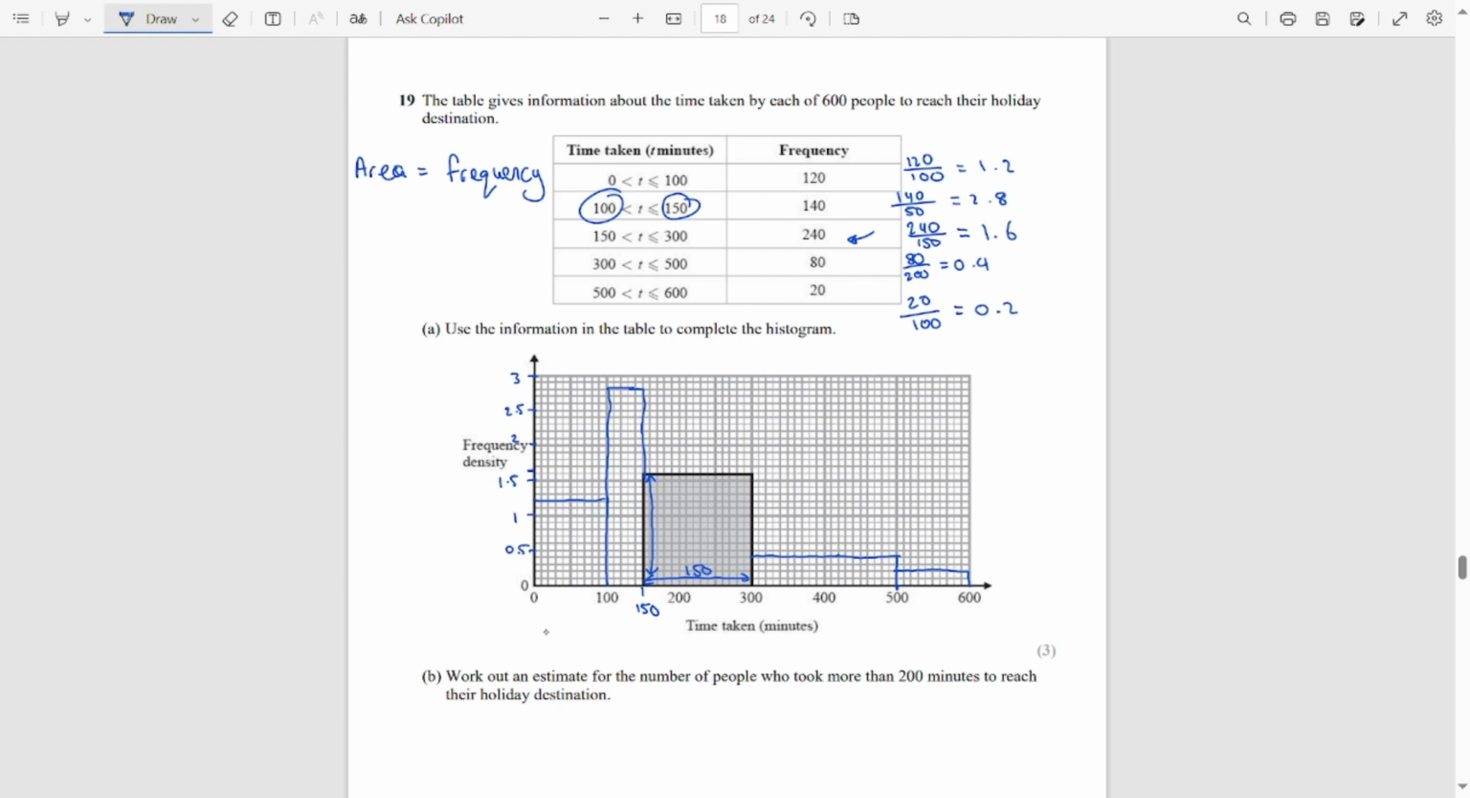Next question: work out an estimate for the number of people who took more than 200 minutes to reach their holiday destination. Let's rub out these notes here. I think they're going to get in the way. So 200 is here.